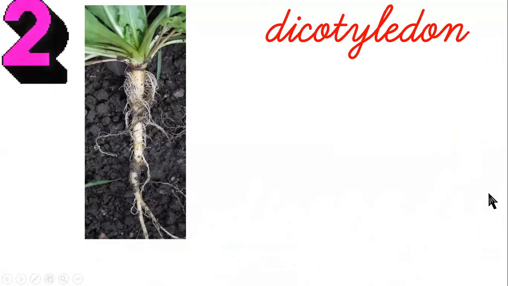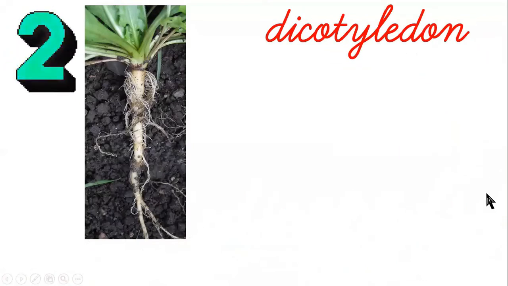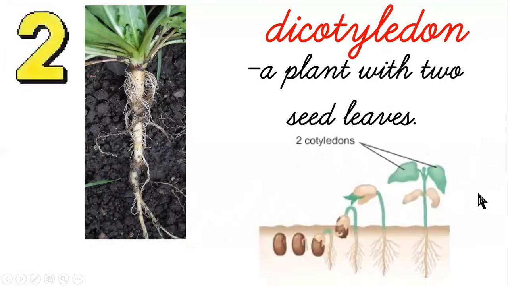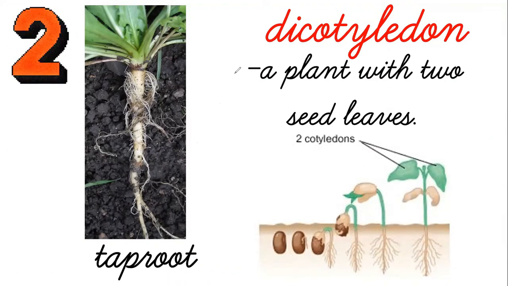A dicotyledon or a dicot is a plant with two seed leaves. It has a taproot system. A taproot is a thick main root that grows straight to the ground. Smaller roots grow out from the side of the main root. A taproot anchors a plant securely into the ground. Vegetables such as carrots have taproots.